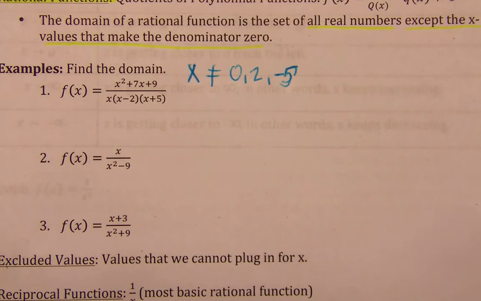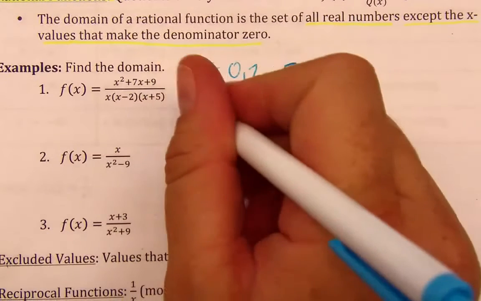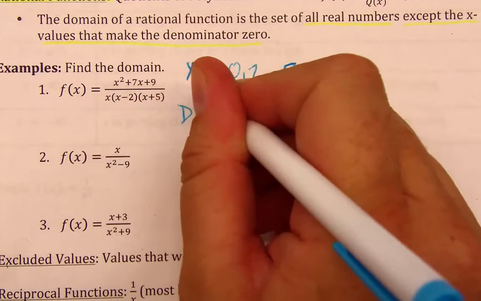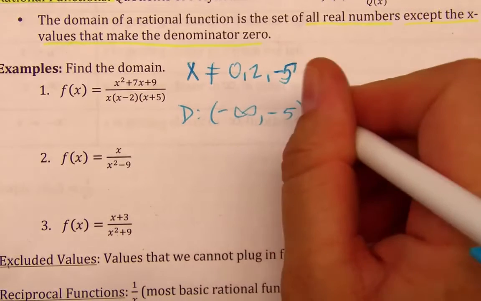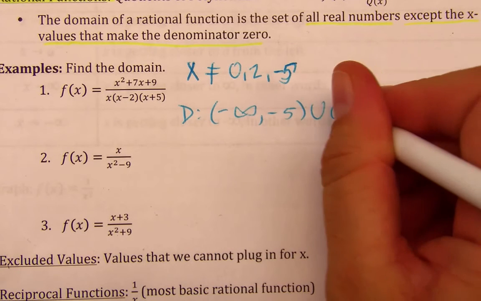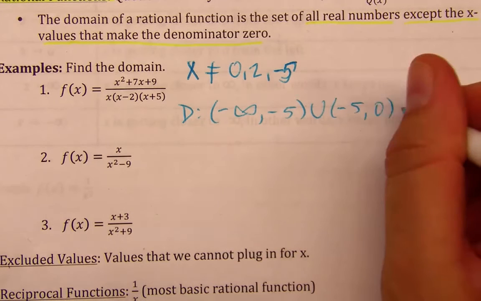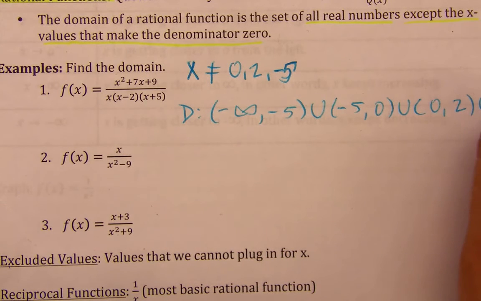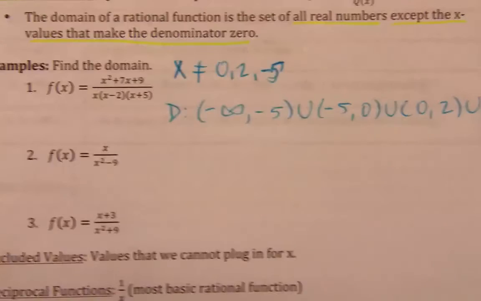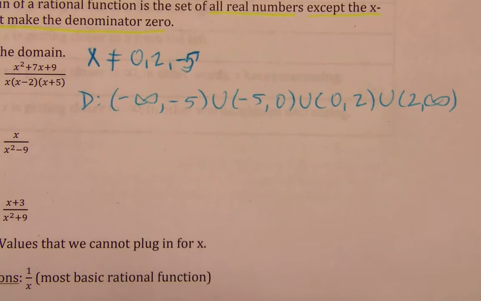The way we want to state our domain is typically going to be in interval notation. So my domain then is going to be negative infinity all the way to negative 5, then from negative 5 to 0, and then 0 to 2, and then 2 to infinity. So that's our domain for this function.